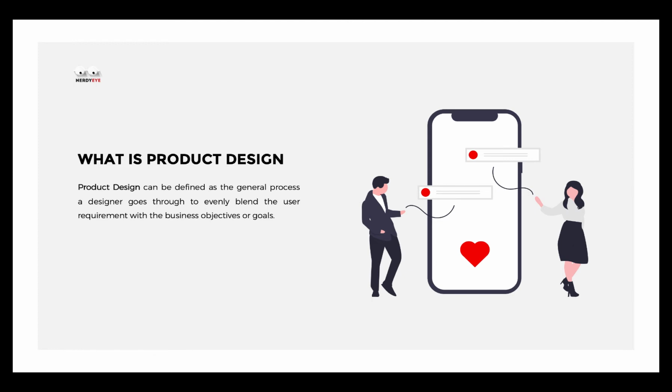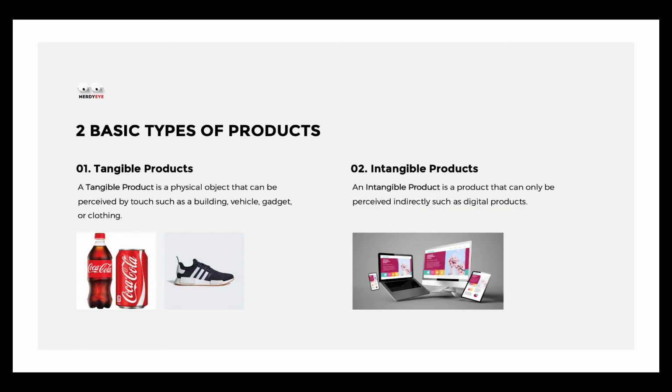Product design can be defined as the general process a designer goes through to evenly blend the user requirement with the business goals and objectives, right? So let's take a look at the two basic types of products. We have the tangible product and we have the intangible product. A tangible product is a physical product that can be perceived by touch, such as building, vehicle, gadget, or clothing. Example, Coca-Cola is a tangible product because they have something that we can touch. Adidas, for example, also provides tangible products like their sneakers.